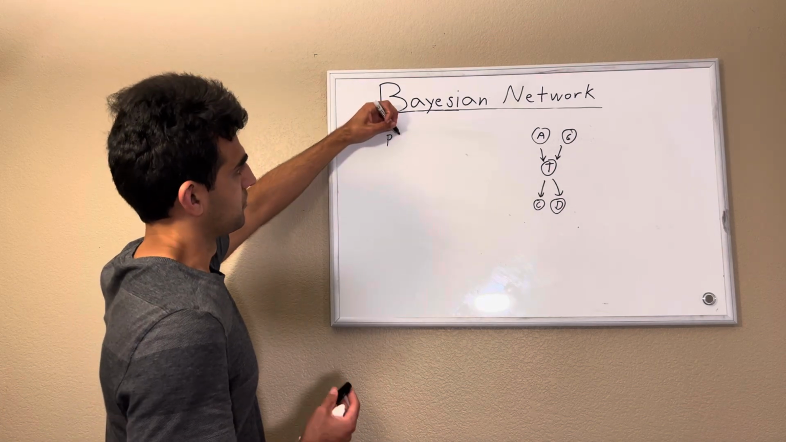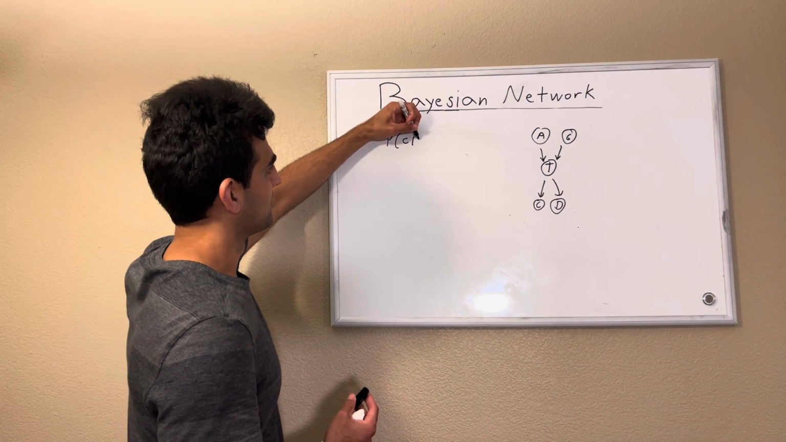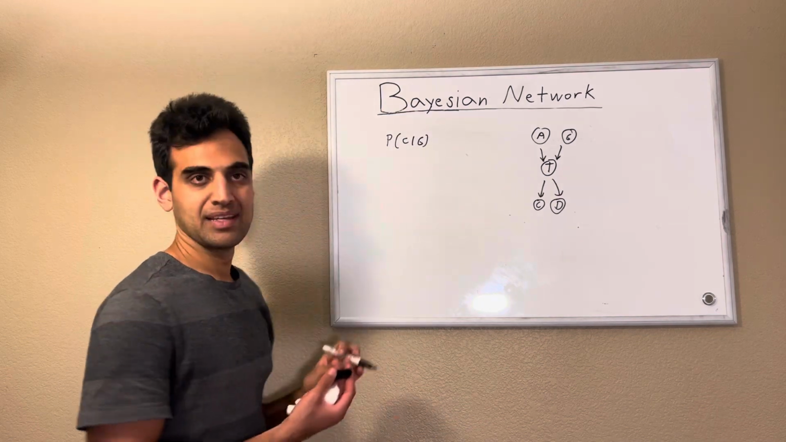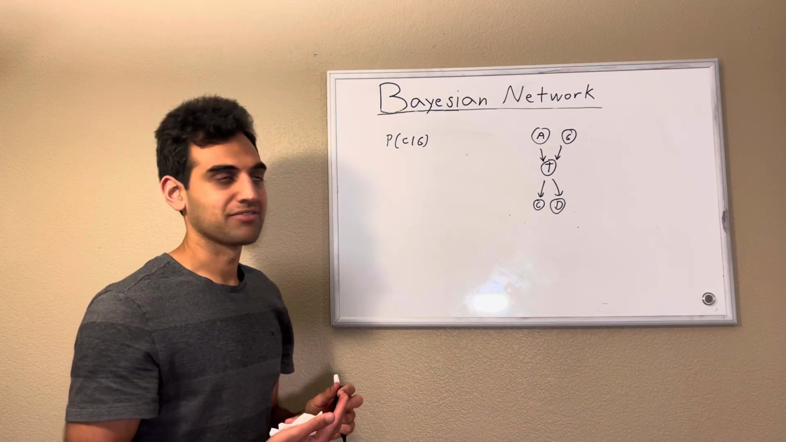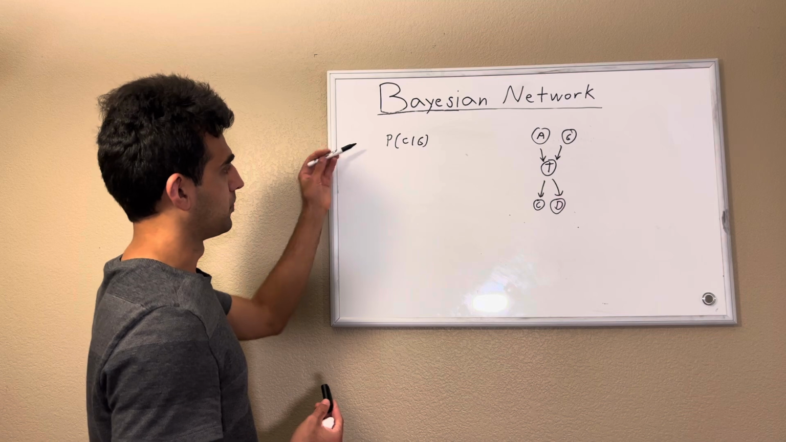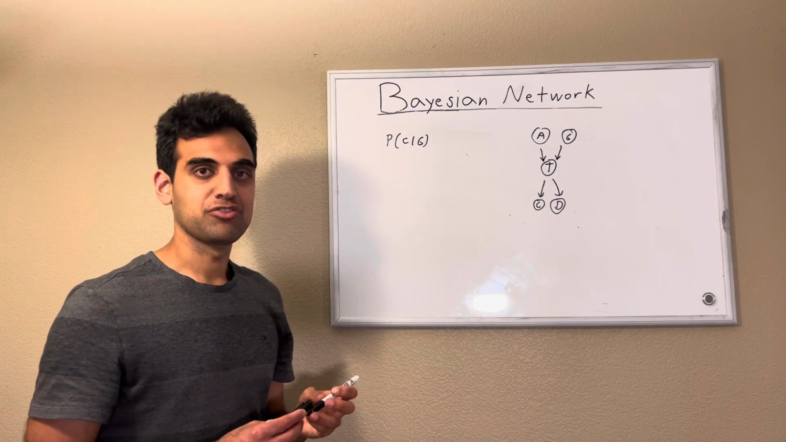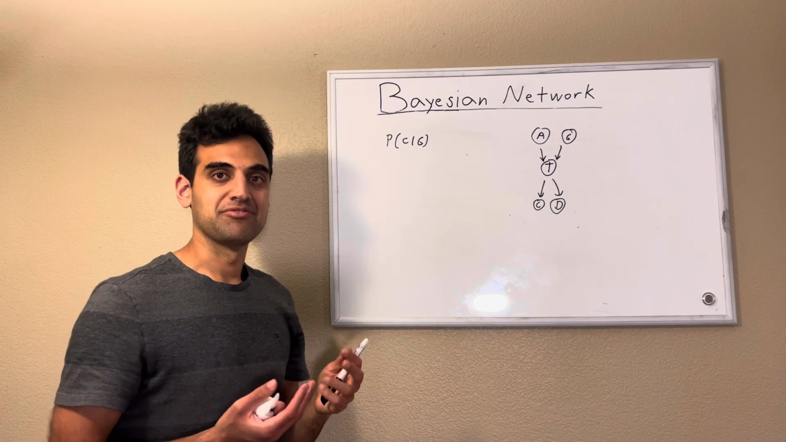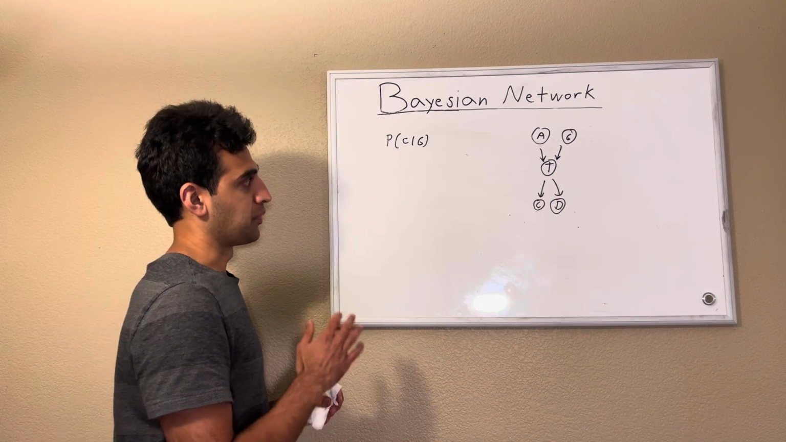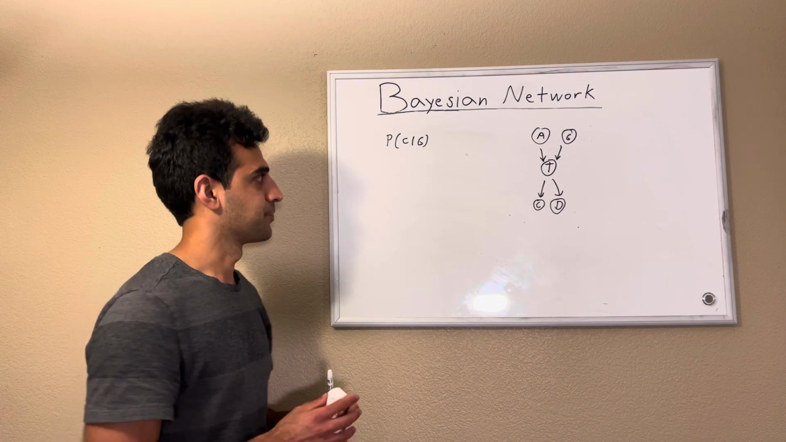Inference is, for example, computing the probability of C given G. So we're trying to find a probability given information in the graph. Now, how do we do this? I want to introduce something called variable elimination, which is a type of methodology of exact inference that we can use, especially for smaller graphs, and it can save computation.